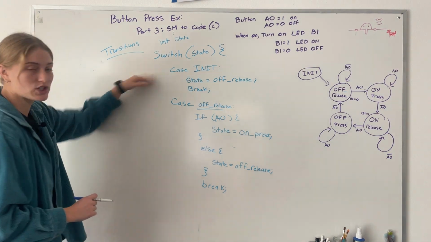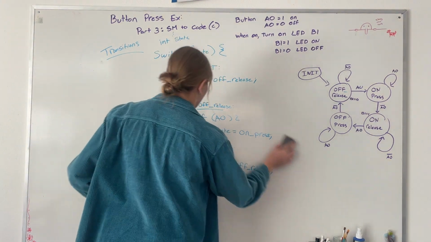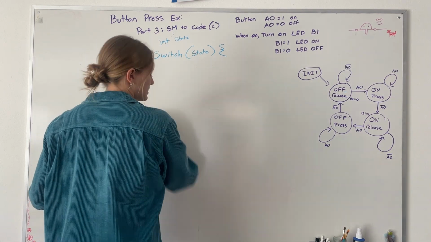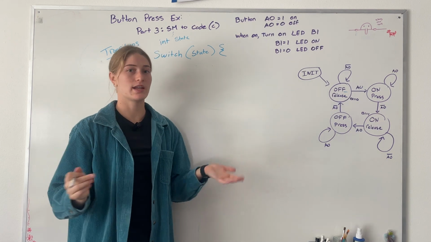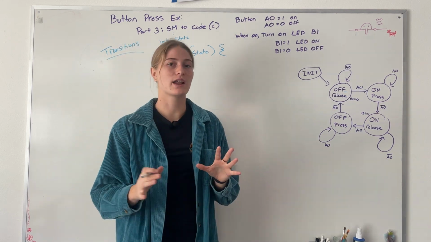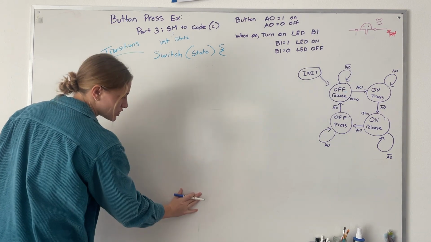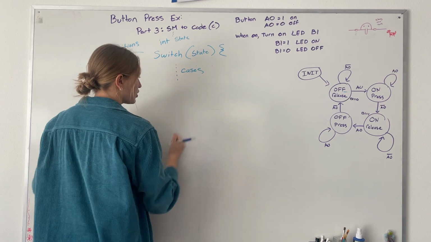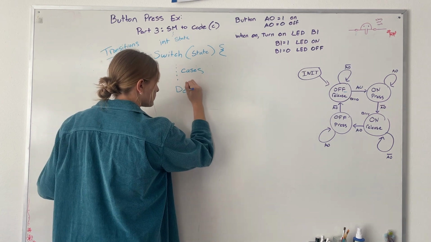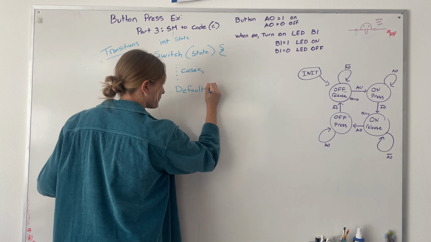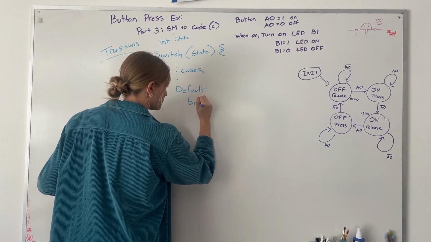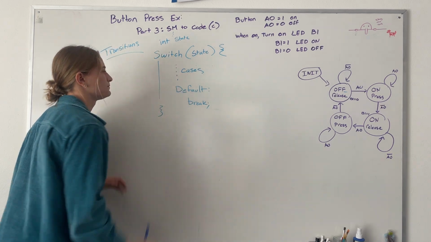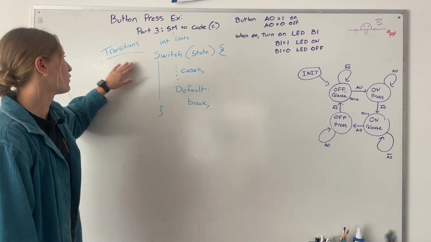off. Switch statements typically end in something called a default case. What happens if none of the cases are met? If you're never in initialization, if you're never in off release, it's kind of a fail-safe. At the end of your switch statement, after you write all of your code for all of your cases, then you're going to have case default, and that's just going to break. And that's the end of your switch statement. So that's our first switch statement for transitions.